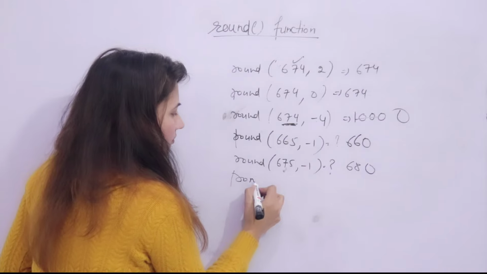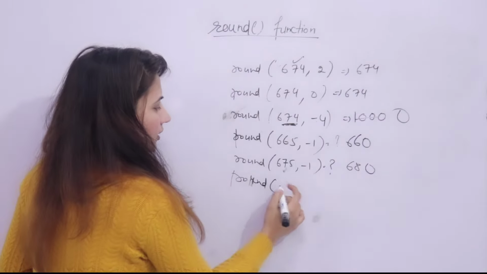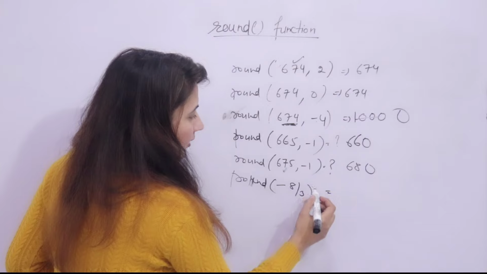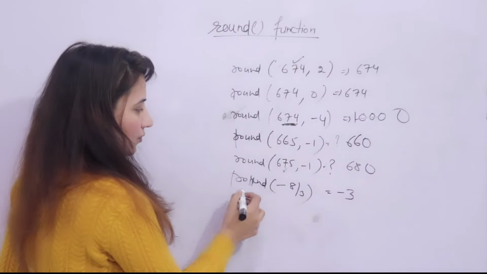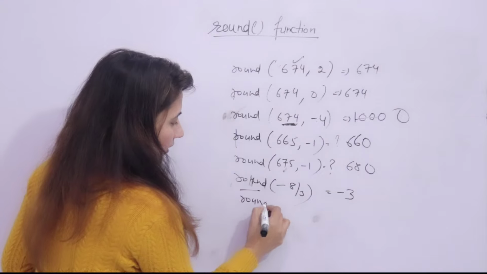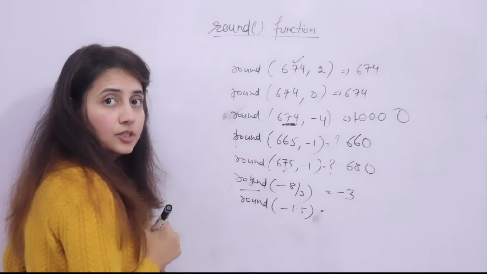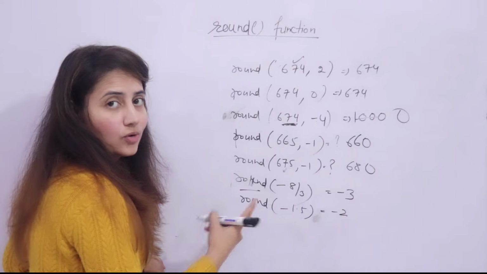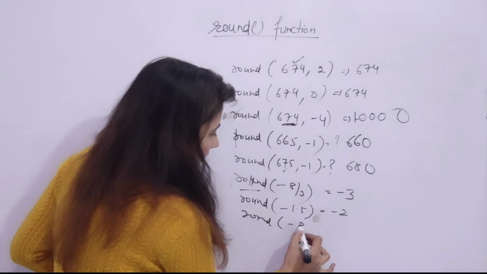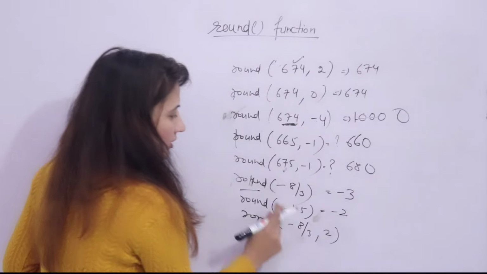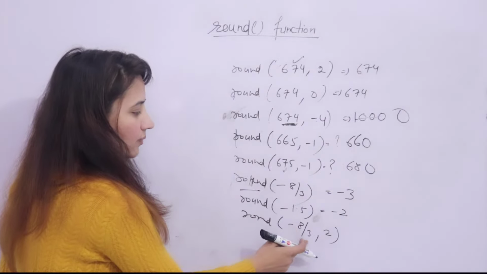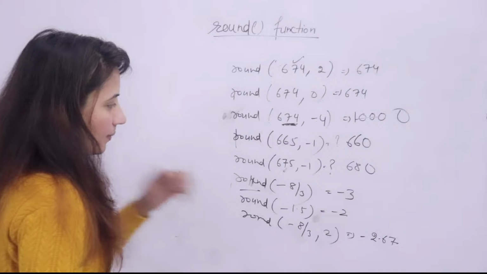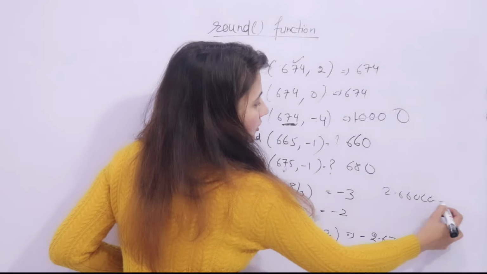We can round off negative numbers also. Like if I write -8 divided by 3, that is also fine. 8 divided by 3 and minus, it would give -3 after rounding off, right? Now if I round off, like round -1.5, it will give you what? -2. Even is 2, so 1 would be added, like -2. If I round it to 2 decimals, -8 divided by 3, up to 2 decimals I want to round off this number, it will give -2.67, right? Because 8 divided by 3 would be 2.66666, something like this.